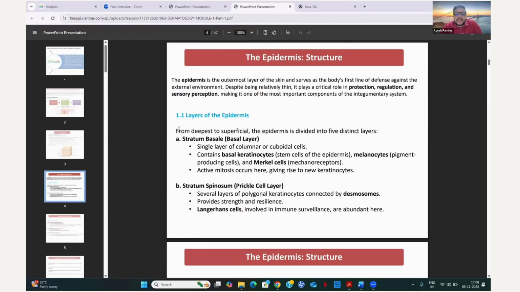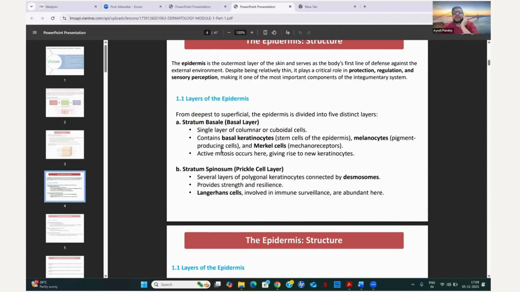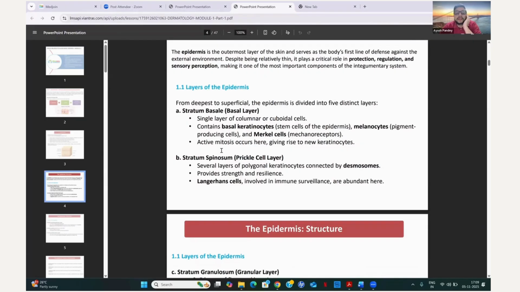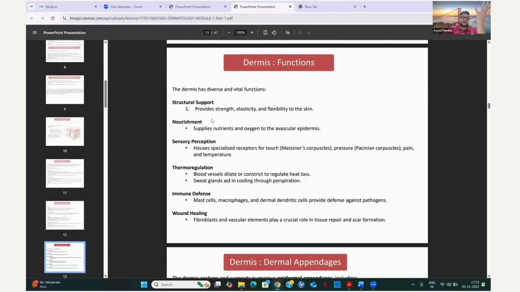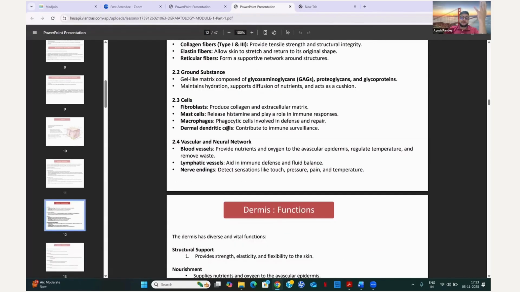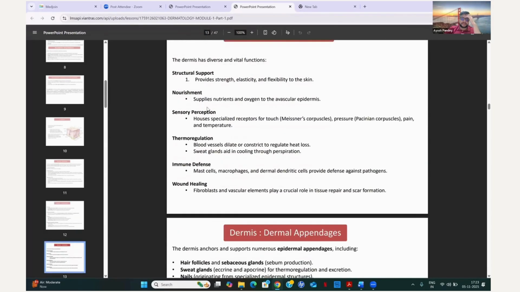So we have already discussed the layers and again some two, three more points about each and every layer of the epidermis. So the basal or the deepest most part of the epidermis, the basal layer of epidermis, is called the stratum basale and it contains a single layer of columnar or cuboidal cells. Components are being there, so thereby it plays an important role in structure support, nourishment because of the glycosaminoglycans and all kinds of glycoproteins which are there. It acts as nourishment.